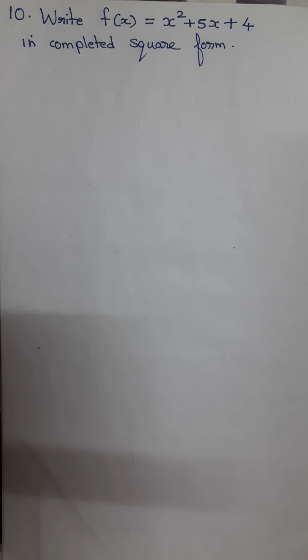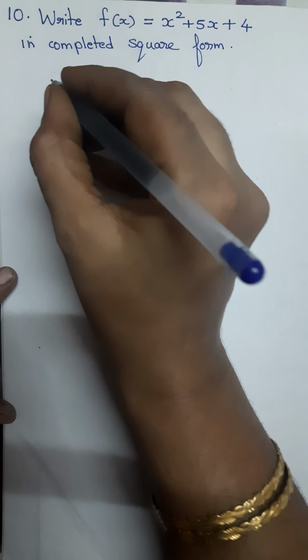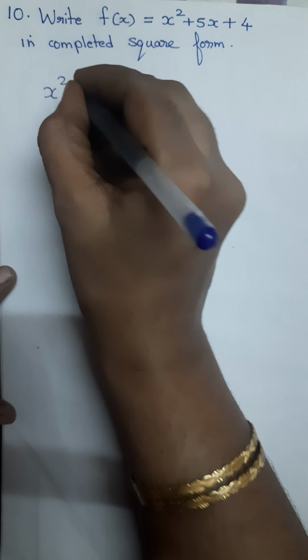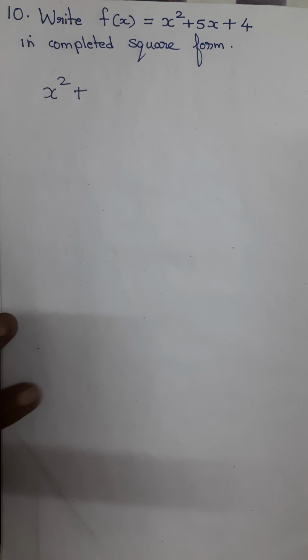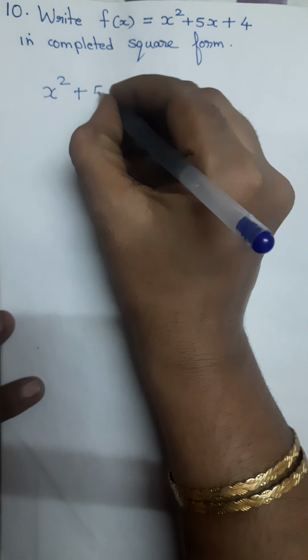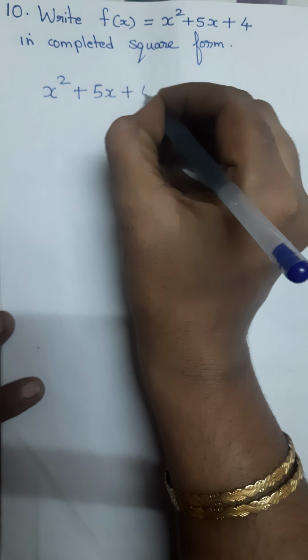Exercise 2.4, question number 10. Write f of x is equal to x square plus 5x plus 4 in completed square form. Let us see how to write it in completed square form. So let me write the given quadratic polynomial: x square plus 5x plus 4.